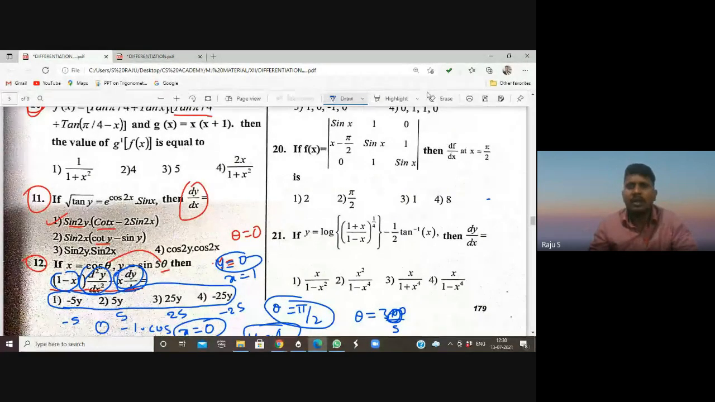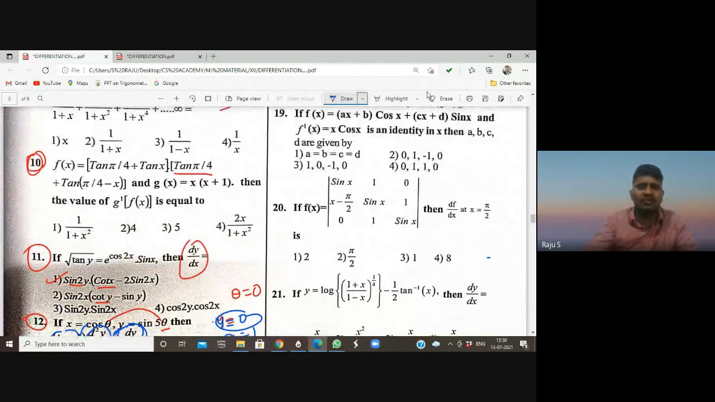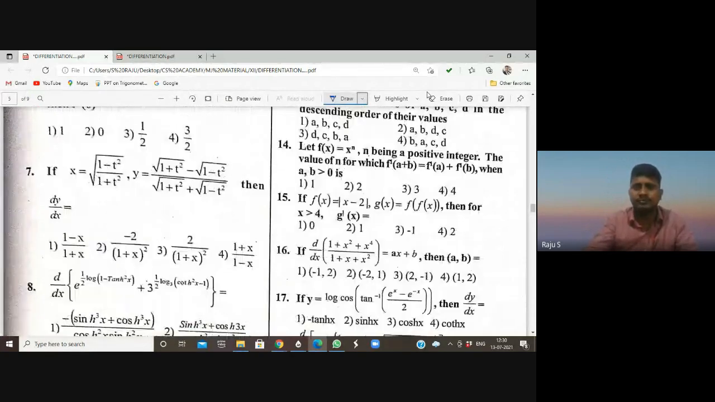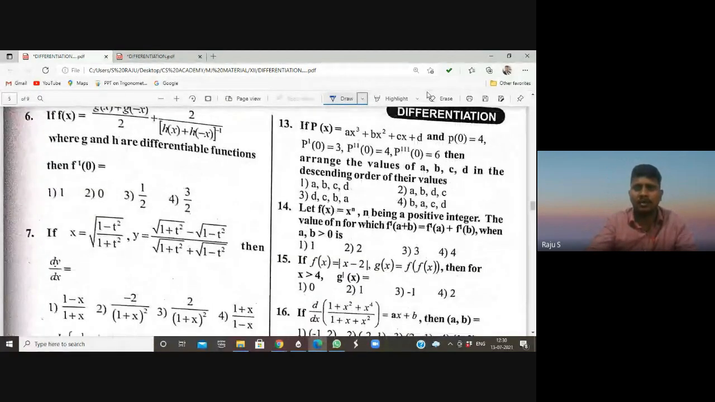You can take 30, 60, 45 also as the theta value. Like that you can do. Then what about here? This is a simple question. We have to differentiate 3 times. When you differentiate 3 times, we'll get a value directly. That value you can substitute in the third, second derivative.